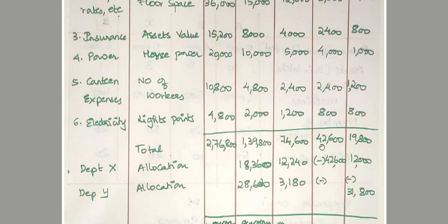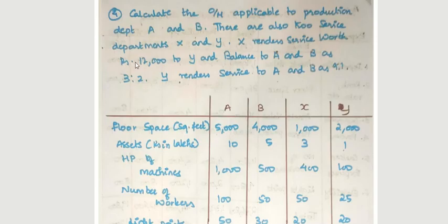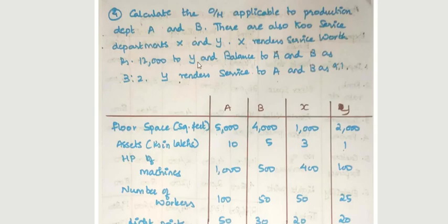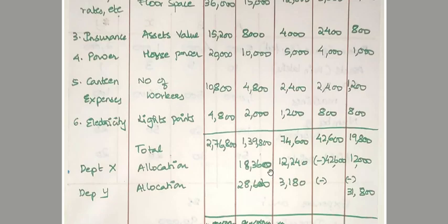So this service department expense of X, 42,600, will be allocated to departments A, B and Y. So if you see, X renders to Y how much? 12,000. So you will apportion 12,000 to Y, and the remaining balance you will apportion to departments A and B in the ratio of 3:2. So if you apportion based on 3:2, you'll get 18,360 and 12,240, and you will minus the amount from department X, because we are apportioning the department X expenses.